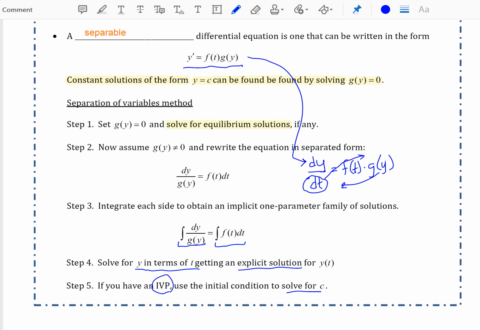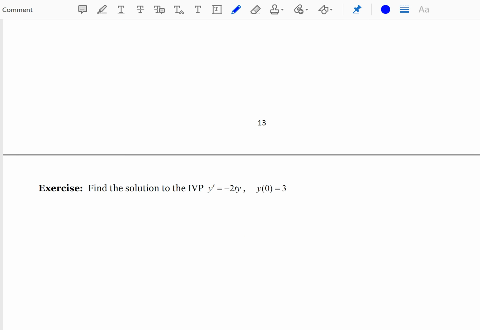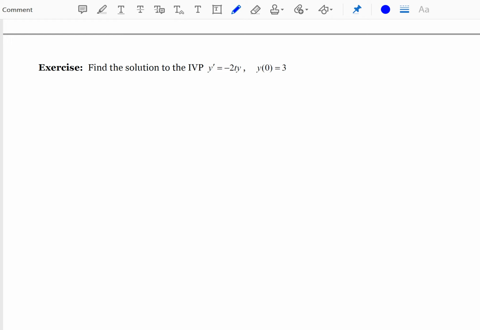Let's look at a couple of examples of solving differential equations using this technique. Now let's consider the initial value problem: y prime is equal to negative 2ty, where y of 0 must equal 3.